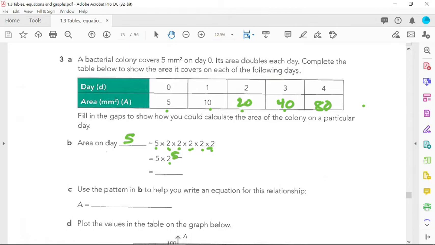Right? Which then they want you to work it out and get a number. And I don't have a calculator, so I'm not doing that. All right? 160. Thank you. Okay? So, again, think of doubling as multiply times 2 over and over again. Make sure you do that. Use the pattern to help you write an equation for this relationship. So we're going to write a pattern for it. In other words, an equation that looks like the ones we had before.